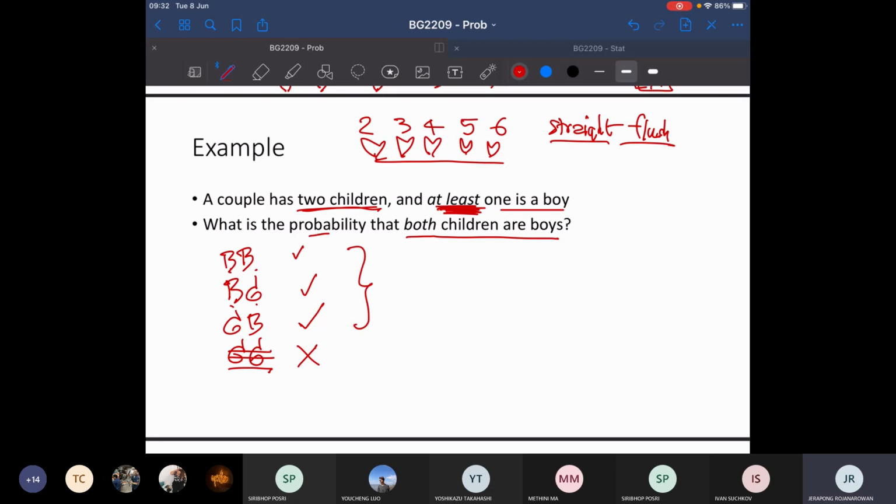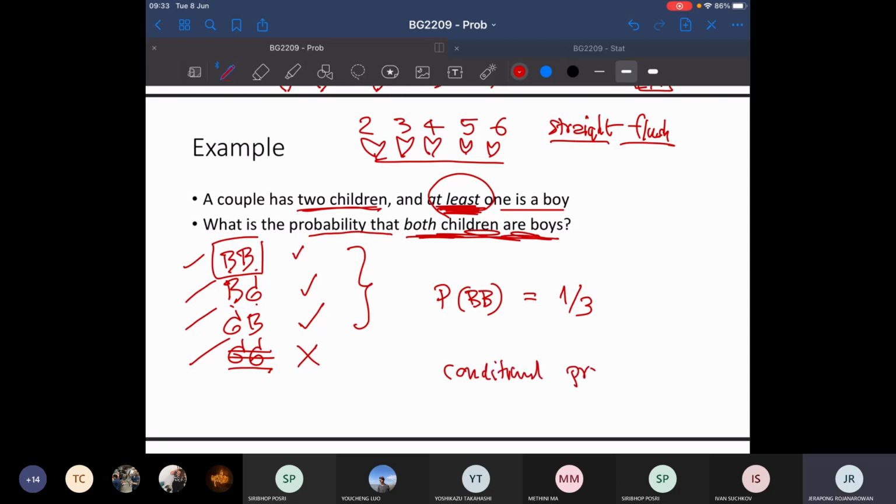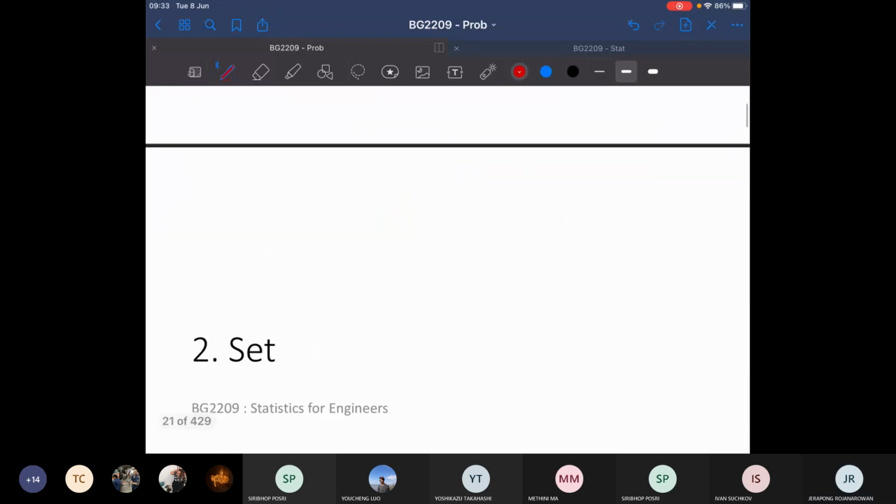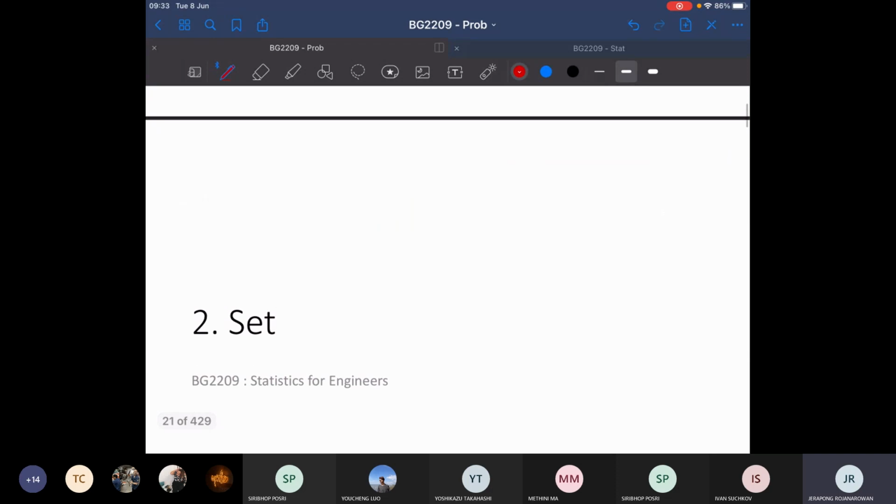And then what is the probability that both kids will be boys? We are talking about this one, right? Since you have three possibilities, the probability of boy boy is not 1 over 4 anymore. At the beginning it is 1 over 4, right? After you put this condition, the probability of boy boy is going to be 1 over 3. So this topic is called conditional probability. You have a new condition, and then it's going to change the probability from 1 over 4 to 1 over 3, okay? Don't worry about this one. Okay, what we're gonna do today is study the set.